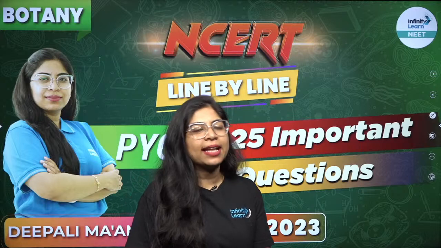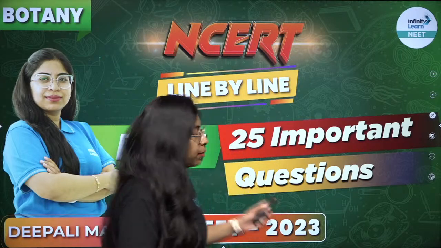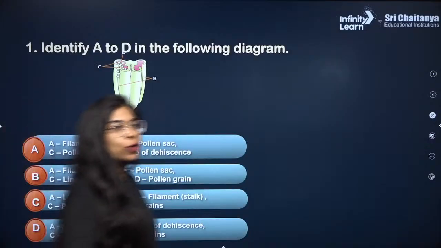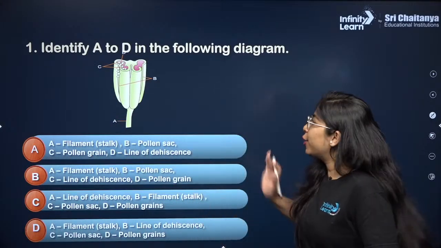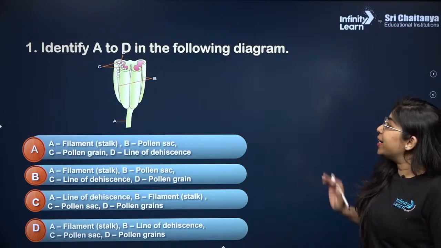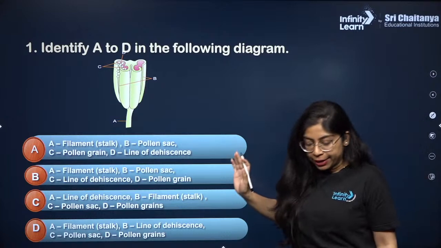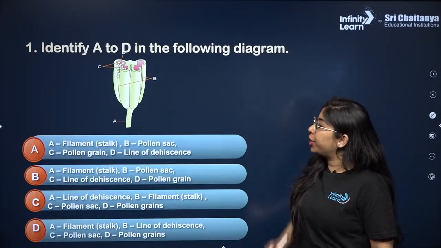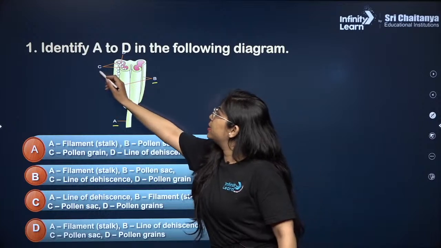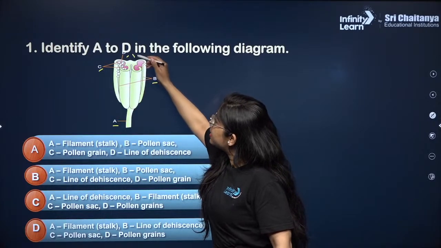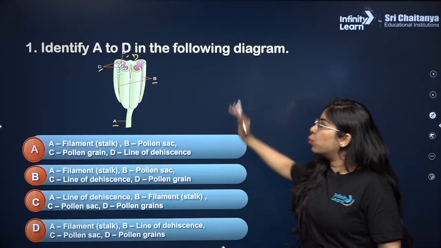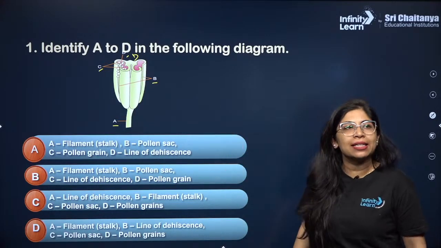Chalo beta, let's start then, because we anyway have to go by the question numbers. Everyone, projecting on the screen is our question number one. If you look here, we have to identify A to D in the following diagram. In the diagram, you can see that A is here, B is here, C is here, and there it is D. I'm writing it again. This is D. You have options for what these A to D paths are.